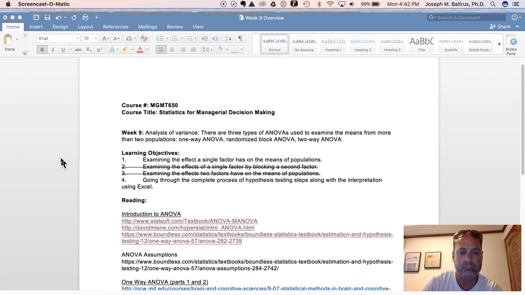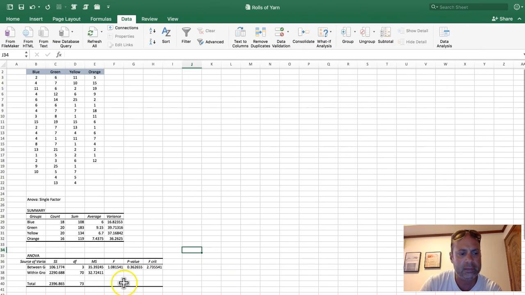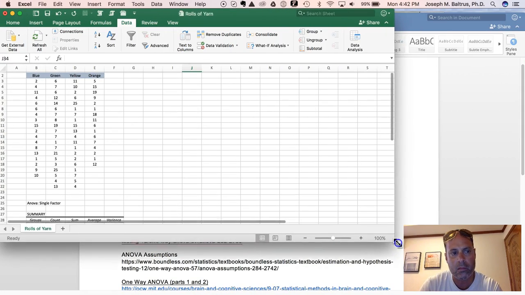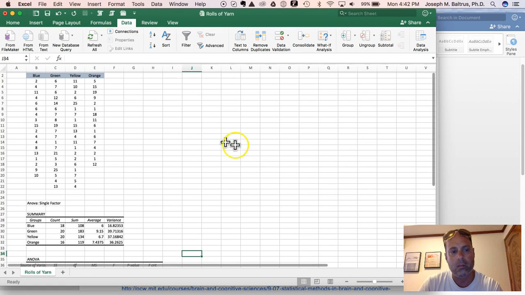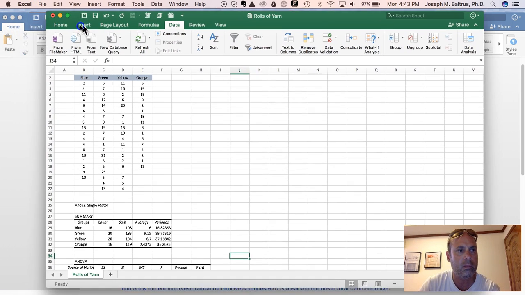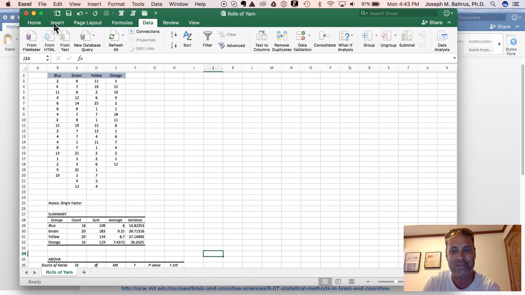So, for example, we have this example here. I'm going to bring up another one, actually. This one, which you'll see in a later assignment, is about types of yarn that are used. The key thing you need to know about ANOVA analysis is your groups need to be in separate columns up here. And when you run ANOVA, it's very simple.